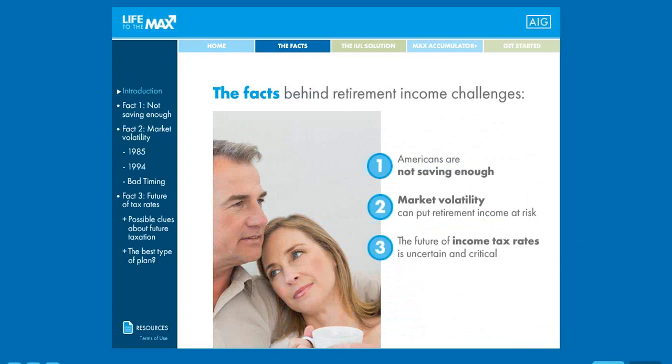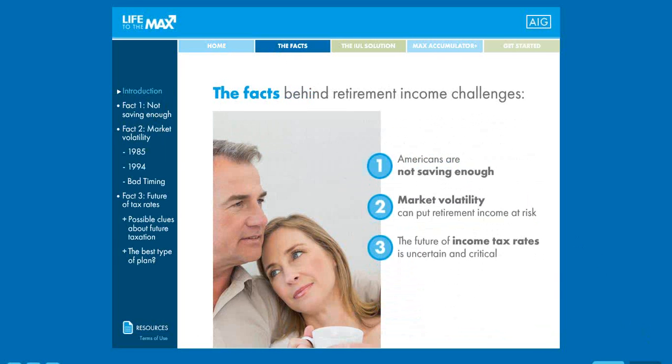Fact number 2, and we've seen that over the last couple of weeks here, market volatility can put retirement income at risk. And we're going to go into more detail on that here. And fact 3, the future of income tax rates is uncertain and critical. You need to plan for taxes now and in the future, and life insurance gives clients options that they might not have otherwise. So let's take a look at each one of these a little bit closer.